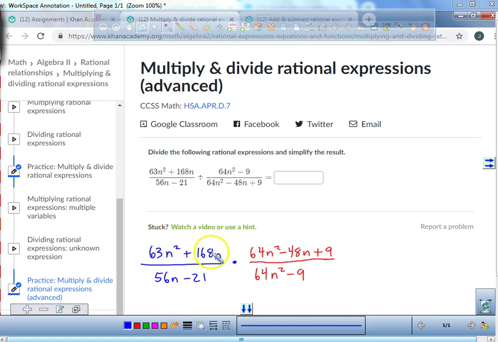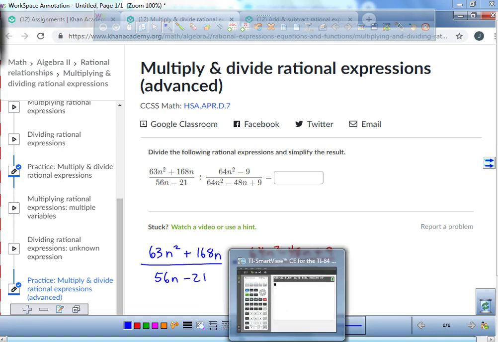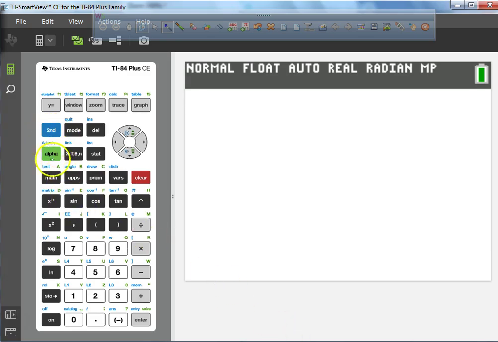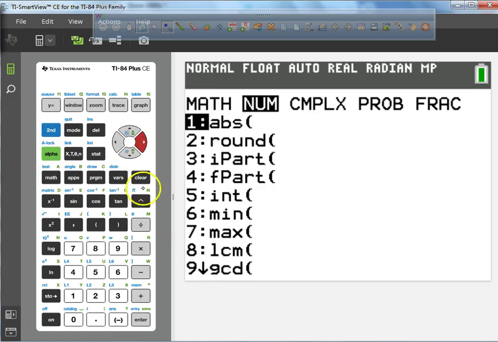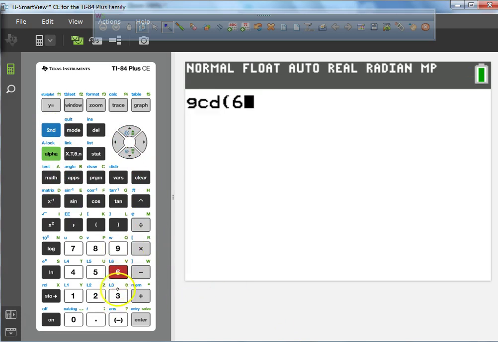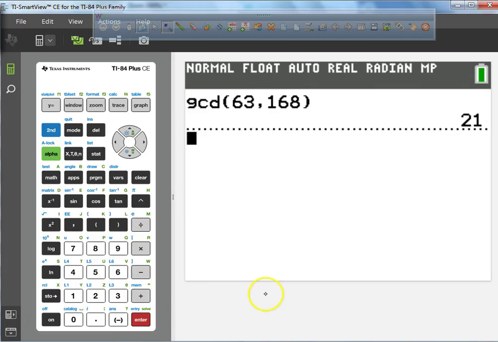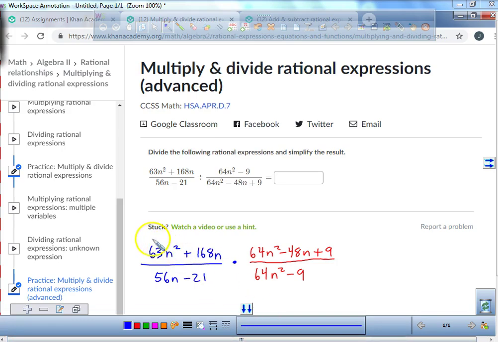What's the greatest common factor that goes into 63 and 168? If you weren't sure what that was, you can actually use your graphing calculator to do it. You hit the math button, go to the right, go down to number 9. We're going to type in 63, comma, 168. Let's enter. What do we get? 21. So we know that a 21 can be factored out of both the 63 and the 168.